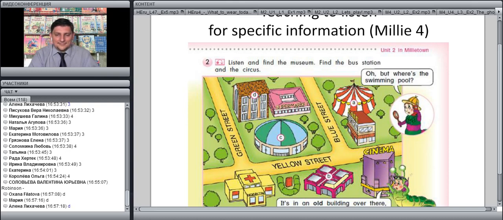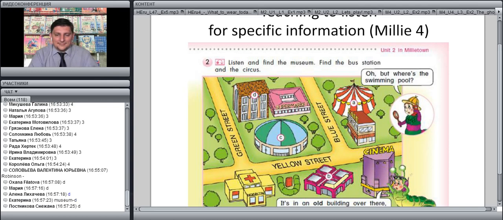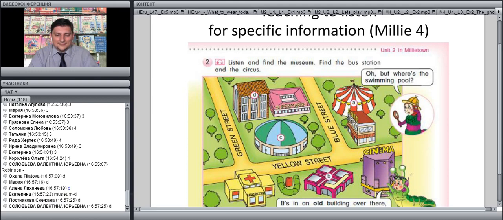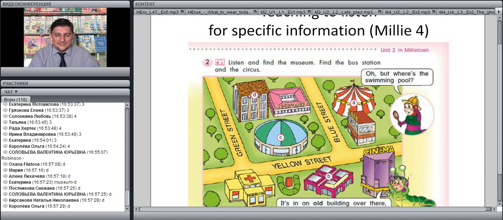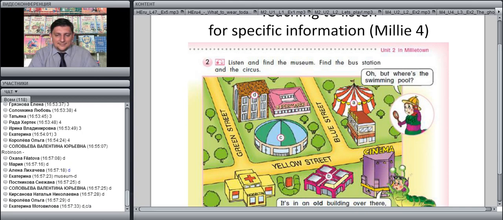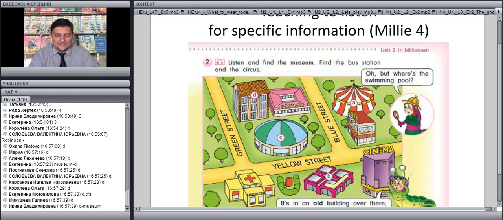It's over there. Good. So the museum's next to the swimming pool in Green Street. I see. The museum's next to the swimming pool in Green Street. And the swimming pool's opposite the cafe. Okay. I'll see you at the museum then. Thanks, Kate. See you.